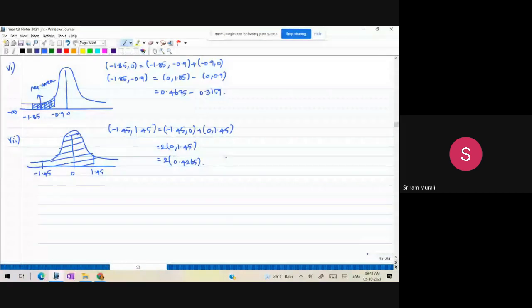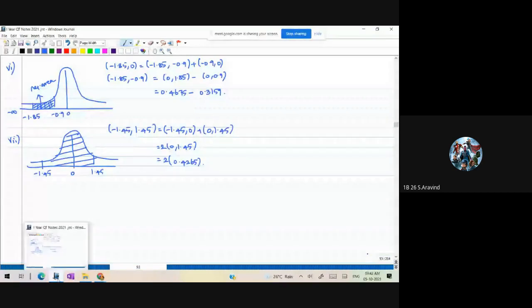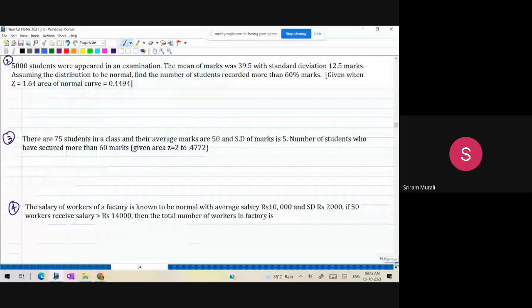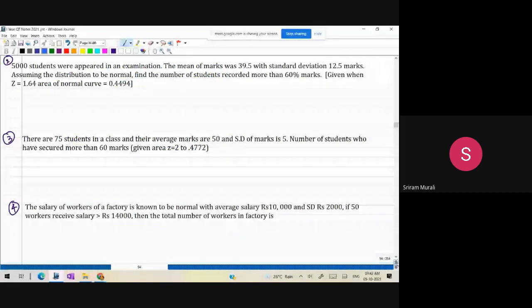Shall I go to the next problem? Yes, sir. Now, as I said, we want to convert the given x into a standard normal variable. The standard normal variable can be converted into probability.